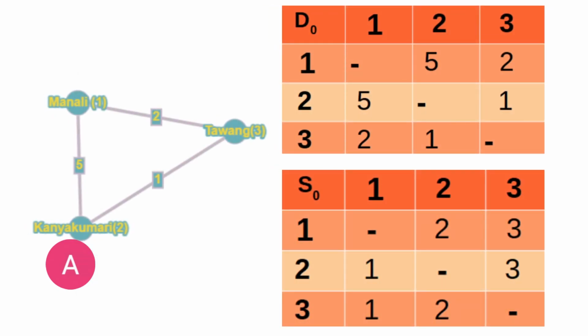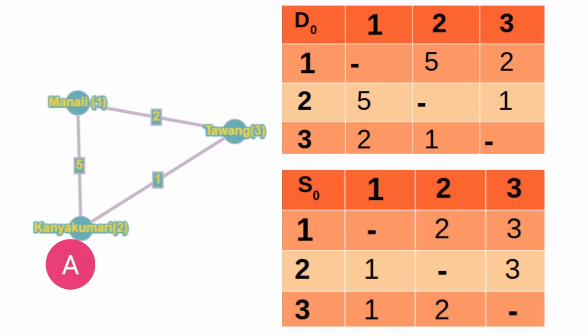So the problem is first framed as a network. Manali is given vertex 1, Tawang as vertex 3, Kanyakumari as vertex 2. And the edge weights denote the distance between them in a hypothetical sense. For this, first we construct a D naught matrix, that is a distance matrix.